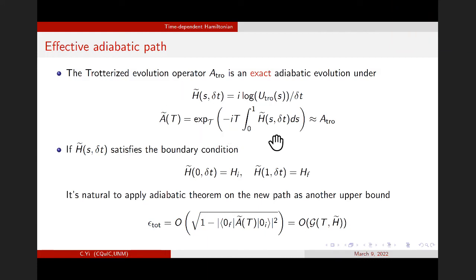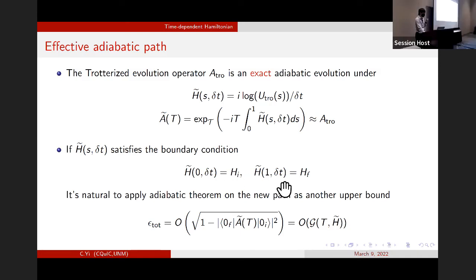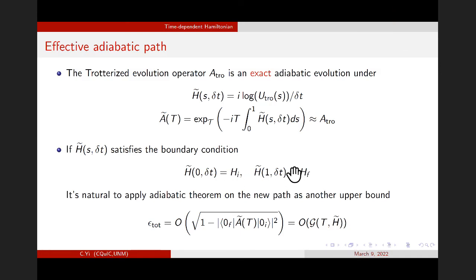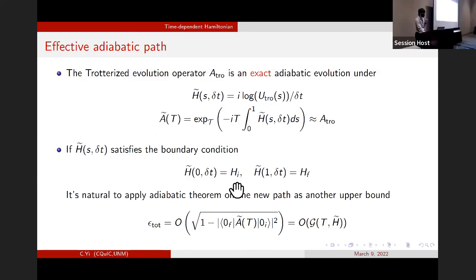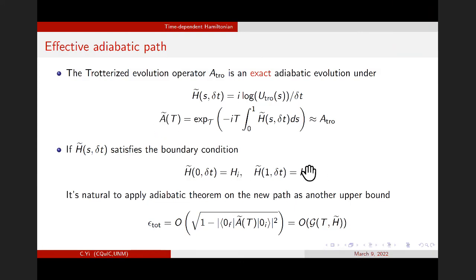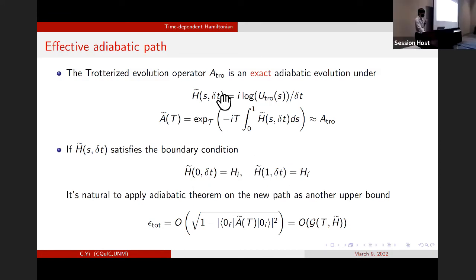So if this adiabatic path further satisfies the boundary condition, which says it has the same initial point and the final point compared to the original adiabatic path, then this operator can also send the ground state we prepare to the final state we want. So it's natural to directly apply adiabatic theorem on this new Hamiltonian as an upper bound of the entire error.